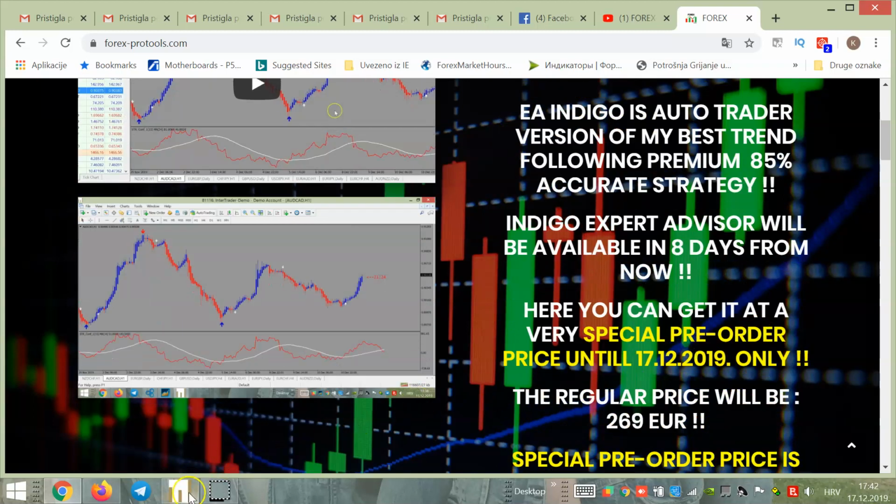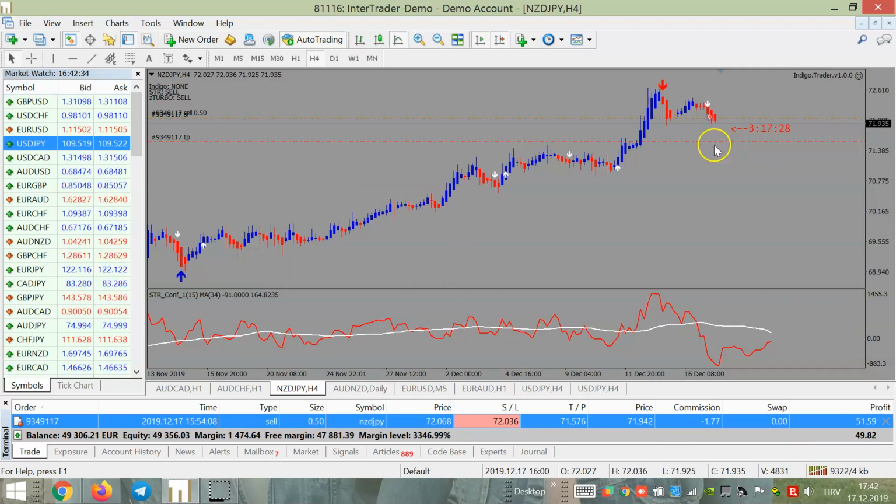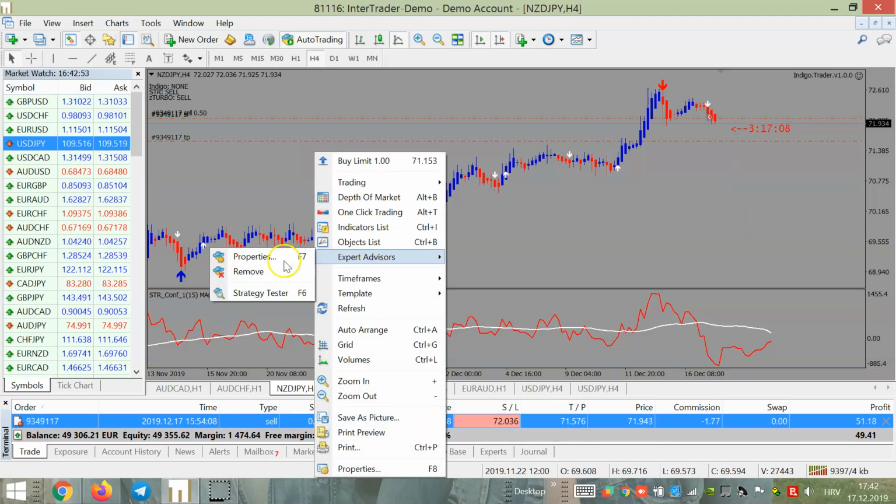And guys, this works perfect. You see, I took this trade about 50 minutes ago and still it's increasing and it is in the money. I put here the take profit. I can remove it and I can only wait until it closes itself with the next arrow. It is up to you how you will set up the expert advisor properties.